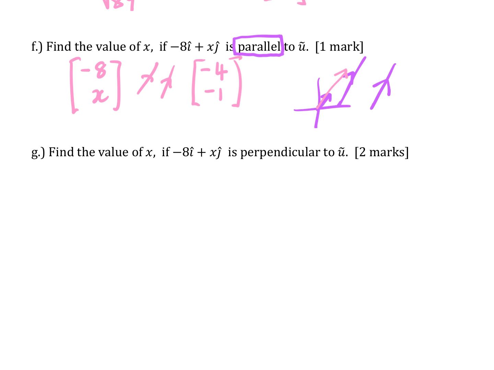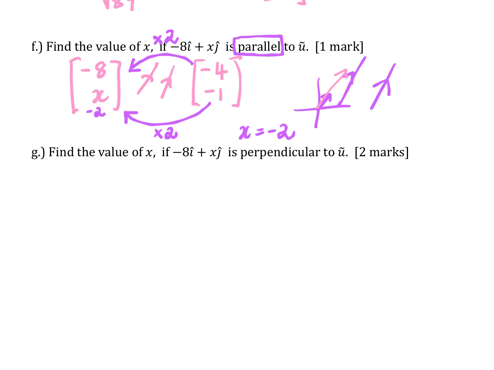Watch what I'm going to do here. What do I have to do to go from -4 to -8? What am I doing there? I'm timesing by 2. So what do I have to do from -1 to x? All I've got to do is times by 2. What is -1 times 2? It's -2. So x is equal to -2. Parallel vectors are multiples of each other. So in this case, I found what I was multiplying the i's by, and then I multiply the j's by the same thing.